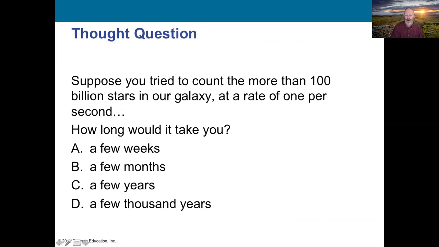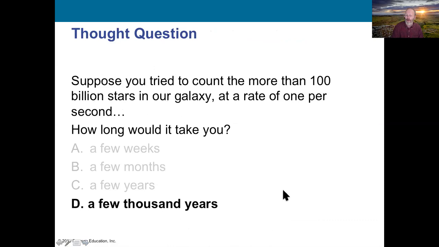If we were to try to count all of the stars in our galaxy, it would take us a few thousand years at one per second. Because think about it, there's 60 seconds in a minute. There are 60 minutes in an hour. So 60 times 60, we're talking about 3,600 there. There are 24 hours in a day. So 24 times 3,600, I think it's 86,400. But that's in just one day.